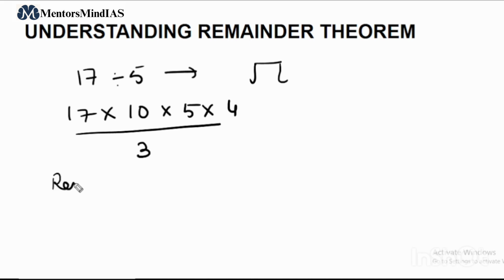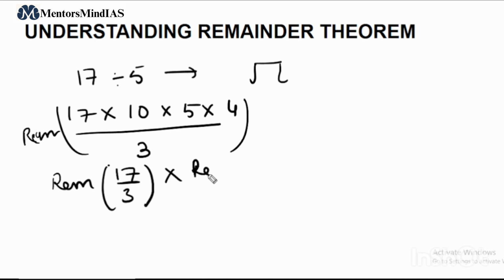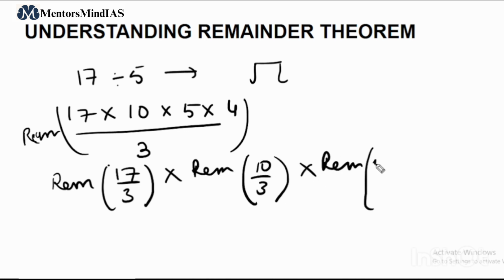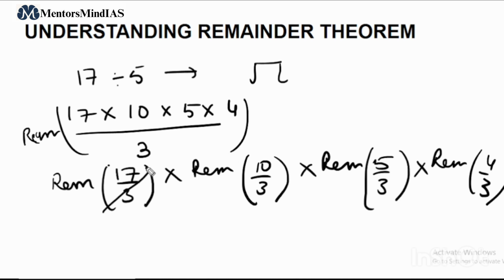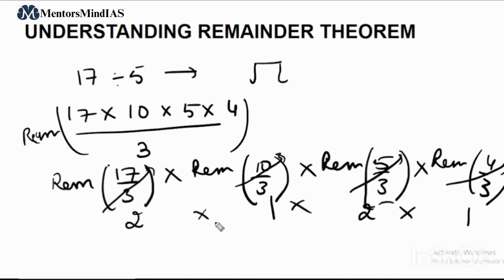So the remainder theorem basically tells you that the remainder of this whole expression can be written as remainder of 17 divided by 3, into remainder of 10 divided by 3, into remainder of 5 divided by 3, into remainder of 4 divided by 3. Instead of multiplying the whole thing, you do it for simple chunks and you get an answer. Here it is 2, here it is 1, here it is again 2, here it is again 1. So the answer will be 2 into 1 into 2, which is 4.